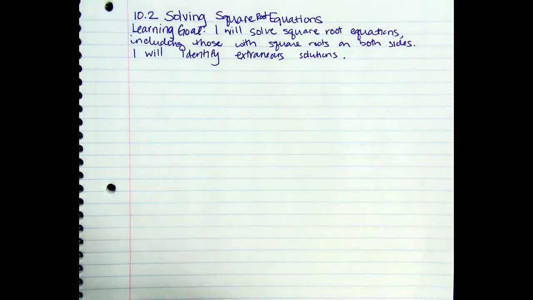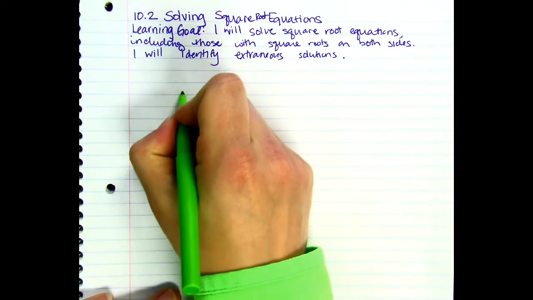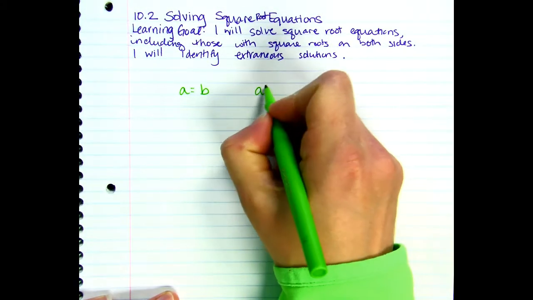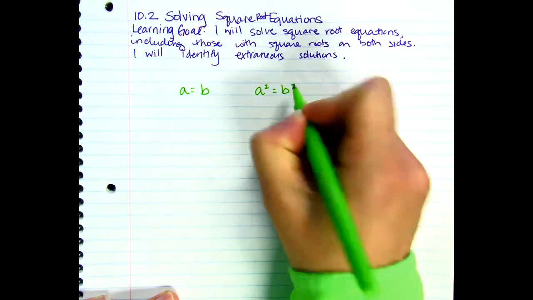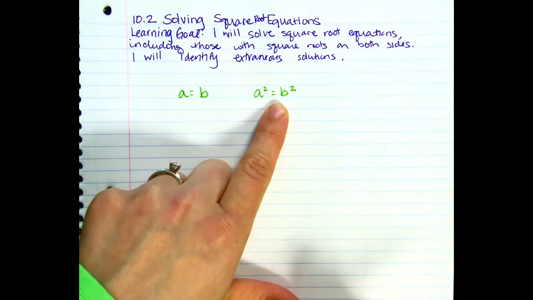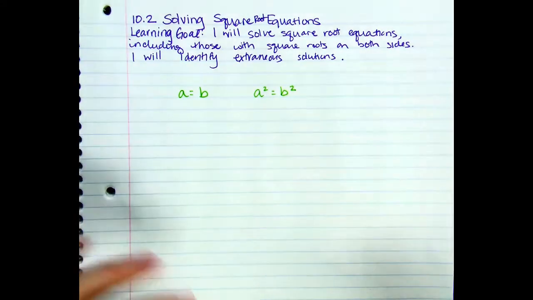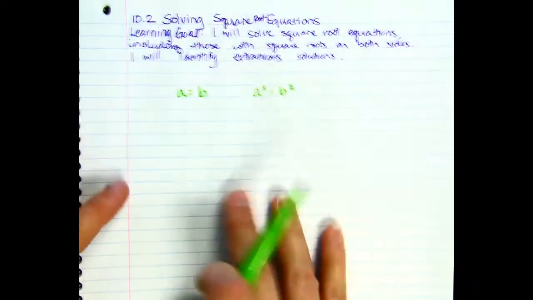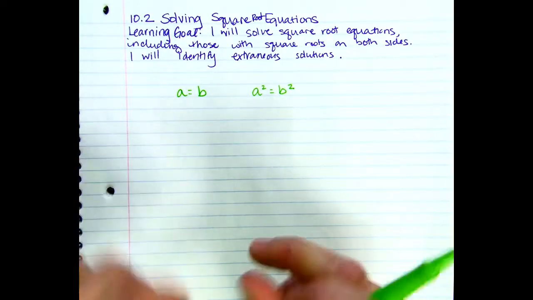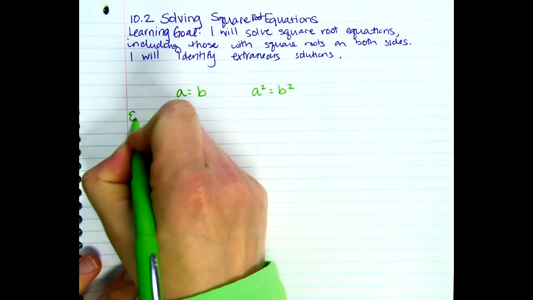So as far as square root equations goes, here's the big idea of what we're talking about. We know if two things are equal, so if A equals B, then A squared is going to equal B squared. So if two expressions are equal, then their squares are equal also, and that should make sense. So we're going to use this piece of information to help us solve our square root equations.